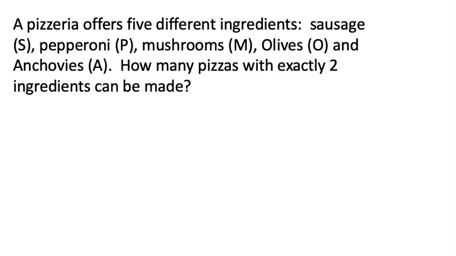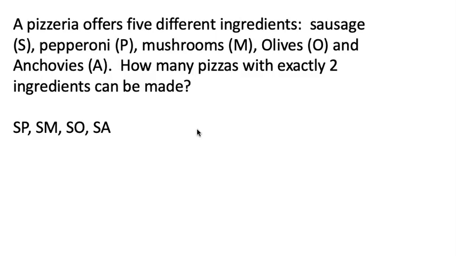We're going to list all of those ingredients. So the first ingredient I have listed is sausage and then pepperoni. So we'll put sausage and pepperoni together. Then sausage and mushroom, sausage and olives, sausage and anchovies. So those are all of the possibilities that have sausage. I've exhausted sausage. Next up is pepperoni.